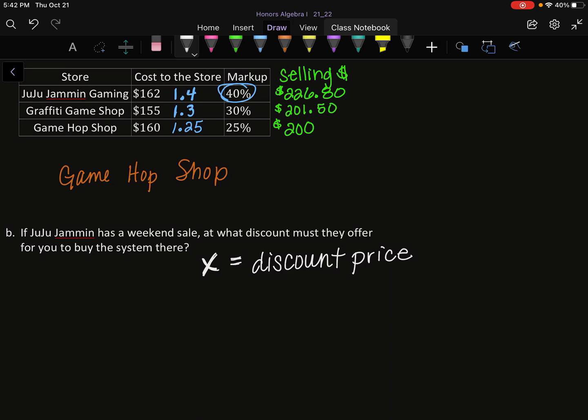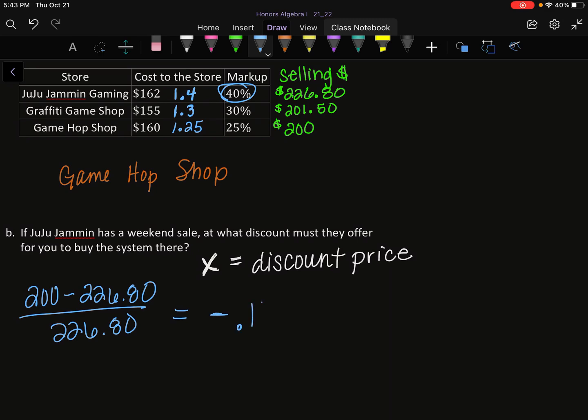We could just do new minus old over old, probably. Let's see. My new price minus my old price, over my old price. It may not have been as hard as I was thinking. Not hard, but I was thinking more complex. Yeah, that worked. It's negative 0.118, which is negative 12%, so we need a discount of 12%. We wouldn't say negative, right? So that one wasn't so bad.